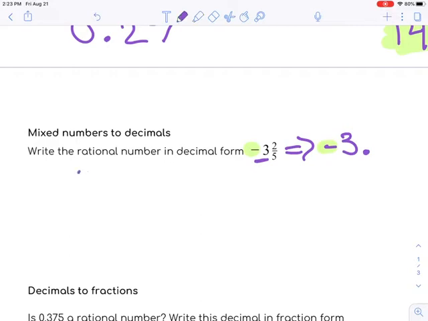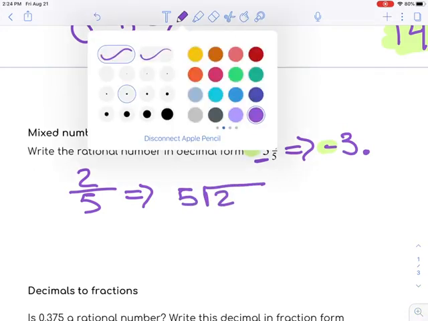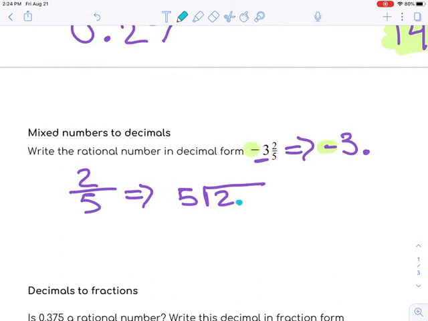So now all I have left is 2/5, and I want to turn this into a decimal. Same steps I just did, I'm going to divide here. So I have 2 divided by 5. 5 cannot go into 2, so I'm going to add my decimal. Make sure you bring that decimal place up. Now I can add my 0.